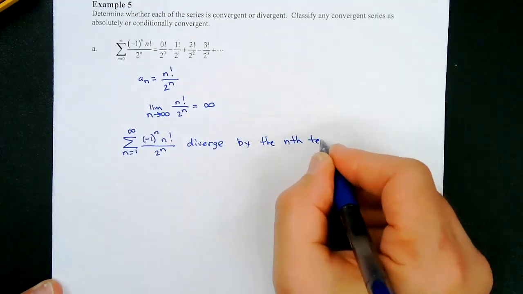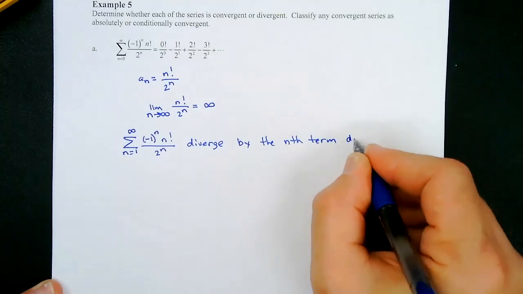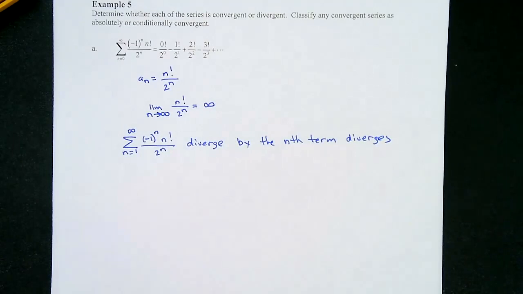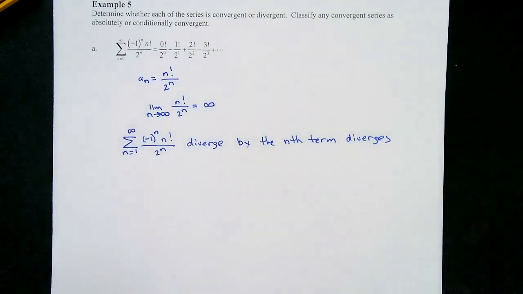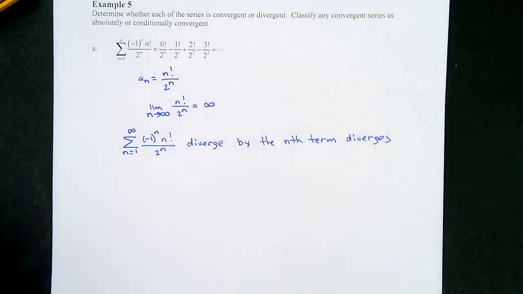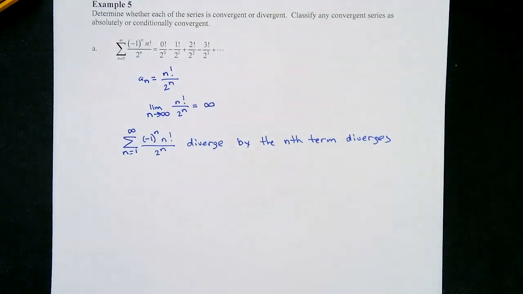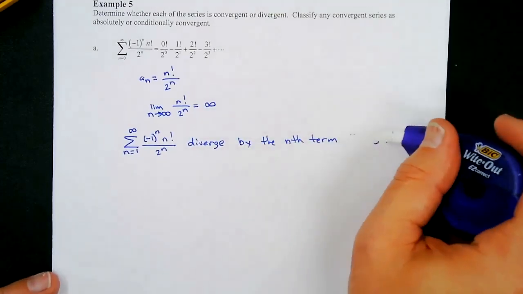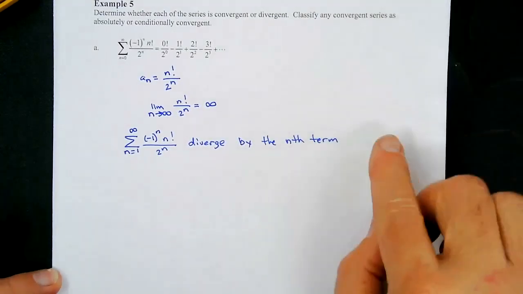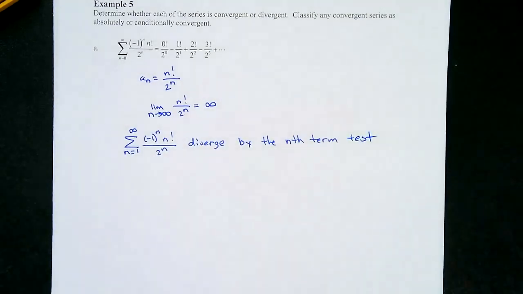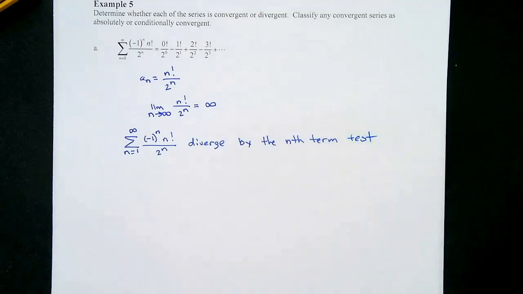The nth term test is always a good test to show that something diverges. Whenever on the alternating series test we get a limit that's not equal to 0, we know the actual series is going to diverge every single time. So we write that it diverges by the nth term test, and that's all you'd have to write up for this. Okay, let's go to the next problem.